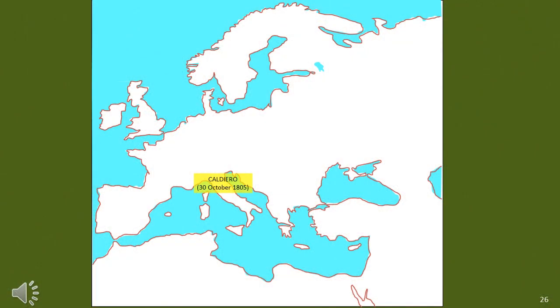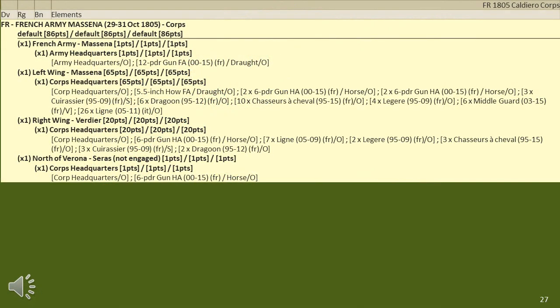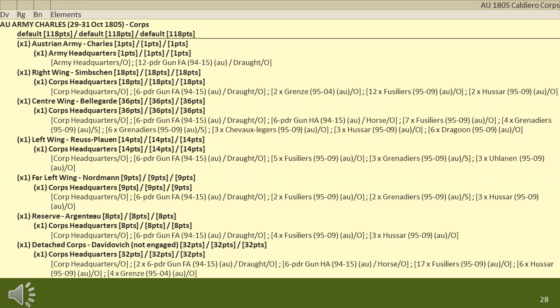Let's now move forward to the Battle of Caldiero, which occurred in late October 1805. The Battle of Caldiero is of most interest to me due to the differences in the strengths of both sides. In this battle, the French maintained something closer to their old column structure as well. The Austrian army, as was their normal procedure, was organised into wings.